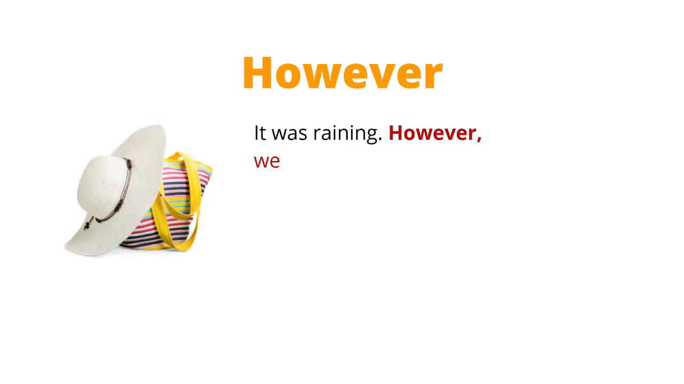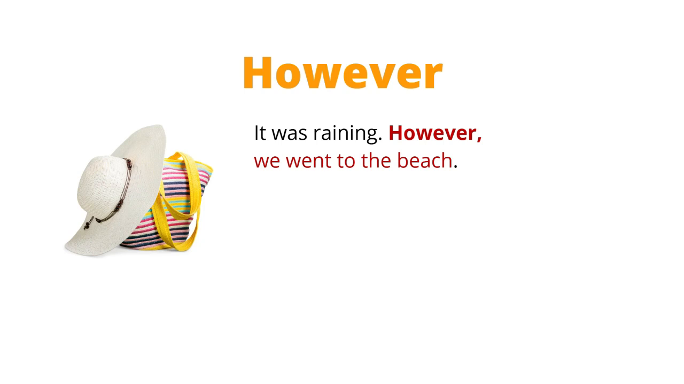Now let's have a look at however and see how that works. It was raining, however we went to the beach. You'll see here that however is introducing a second sentence. We have two sentences. It was raining, and however introduces we went to the beach. So you've got however at the beginning of the sentence with a comma.